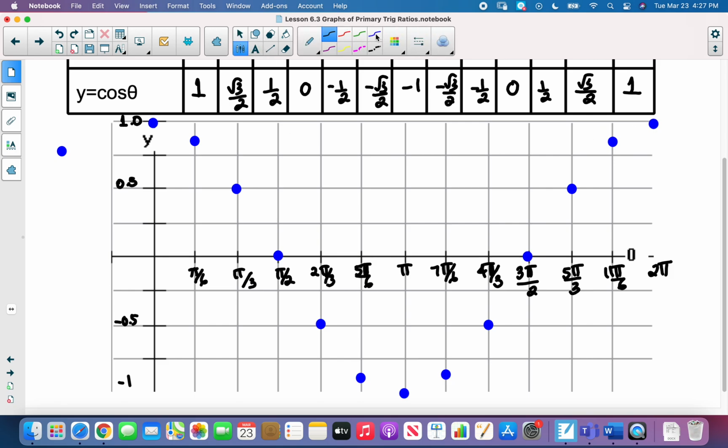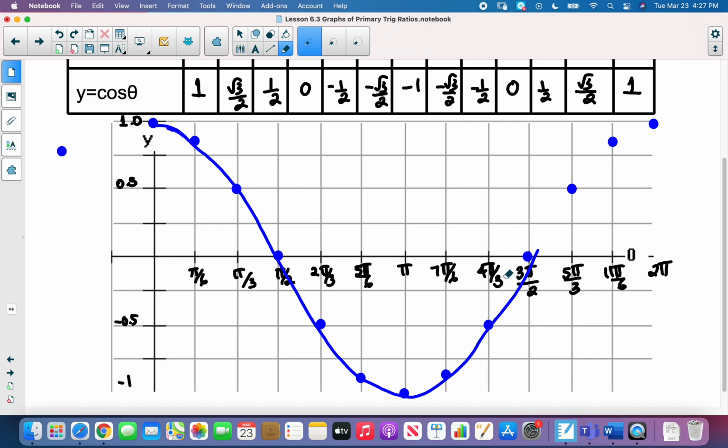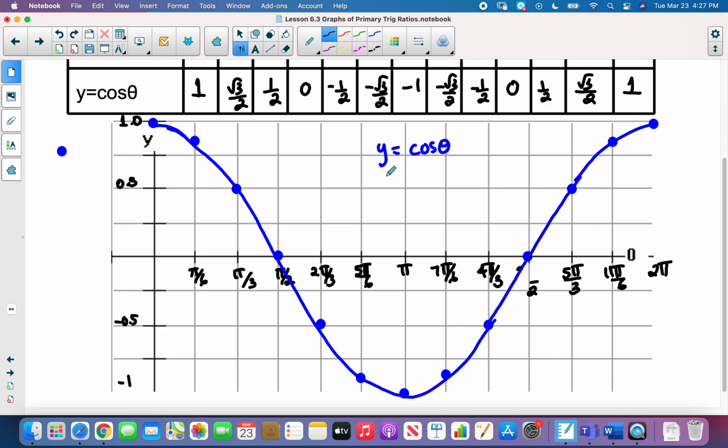So now you take your pencil and draw a smooth curve passing through those points. Try and draw a smooth curve. And that's your y equals cos theta. Okay.